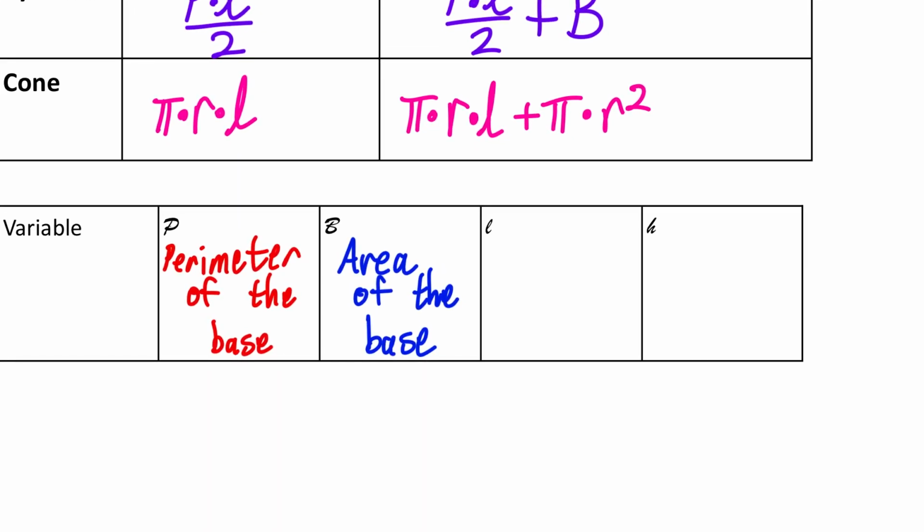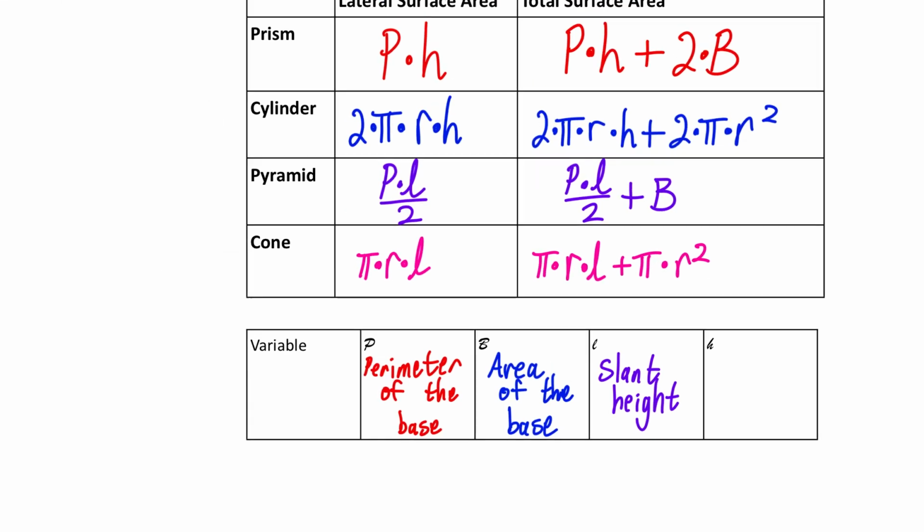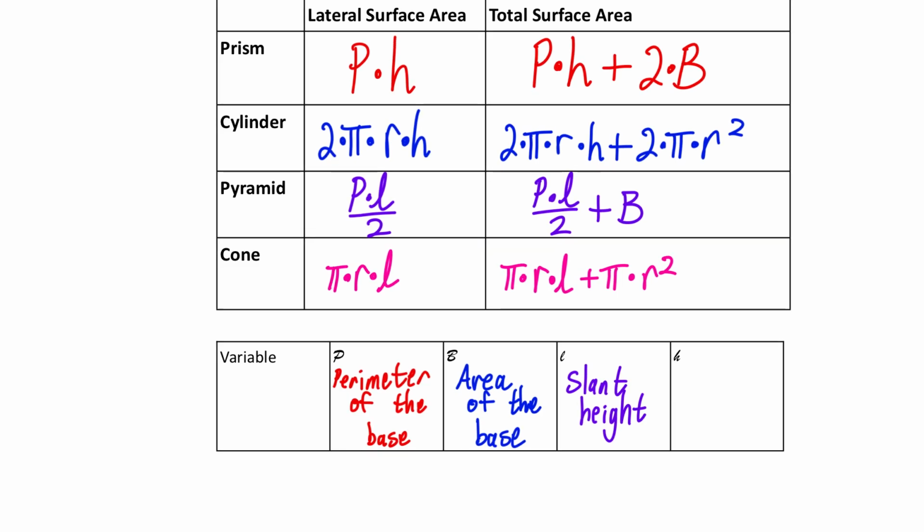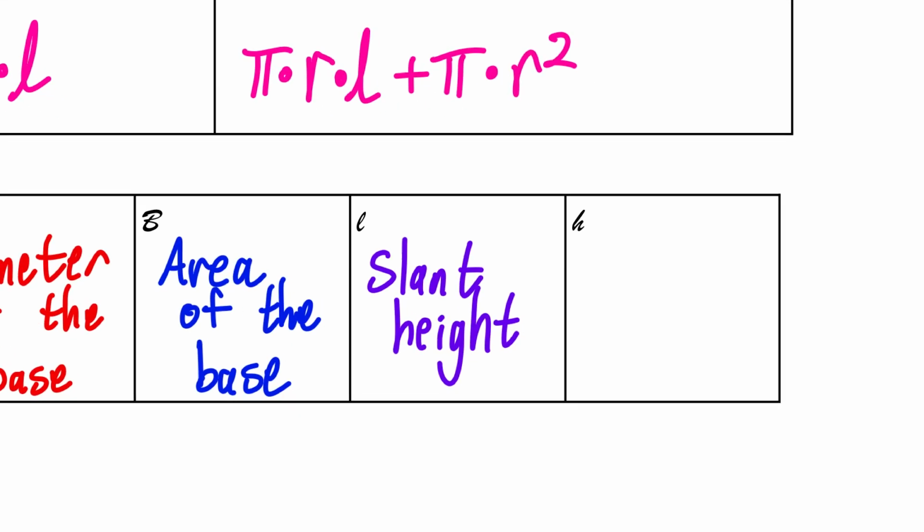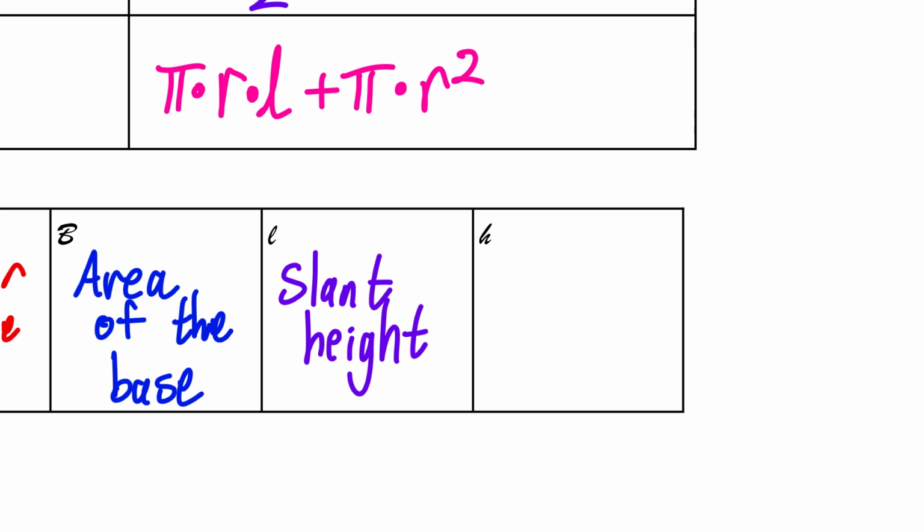What does that lowercase l stand for? It stands for slant height, except for up at the very top when we talked about a rectangle. That's a different L, that just means length. But in our three-dimensional stuff this unit, that L stands for slant height. And then what does the H stand for? It stands for the height, the distance between the bases.